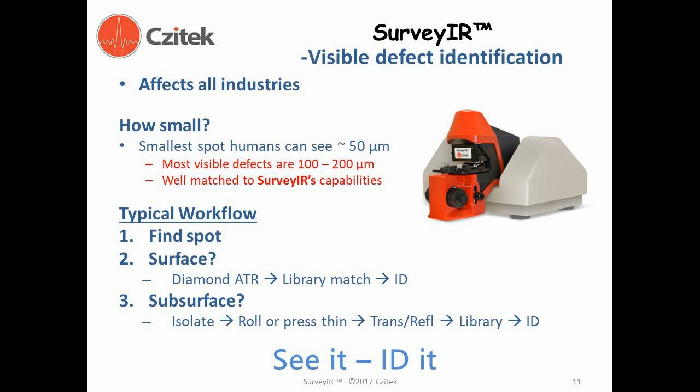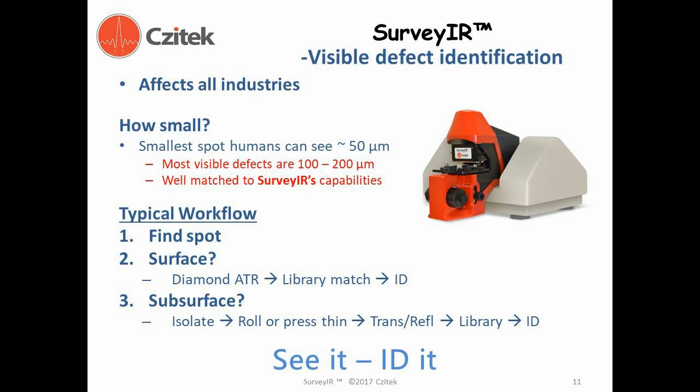We will now present a few examples of the application of SurveyIR. First, we will discuss product defect analysis, as we mentioned previously. Product defect analysis is applicable to many different industries. Typically, a defect is not a problem unless it can be seen with the unaided human eye. The smallest size that an unaided human eye can observe is about 50 micrometers. Many humans cannot see sizes that small. Most visible defects are in the 100 to 200 micrometer range.